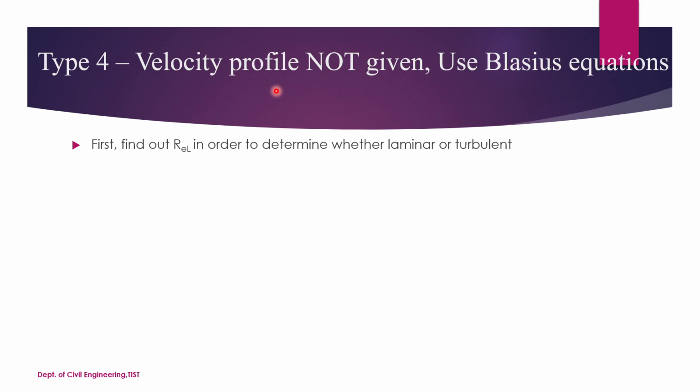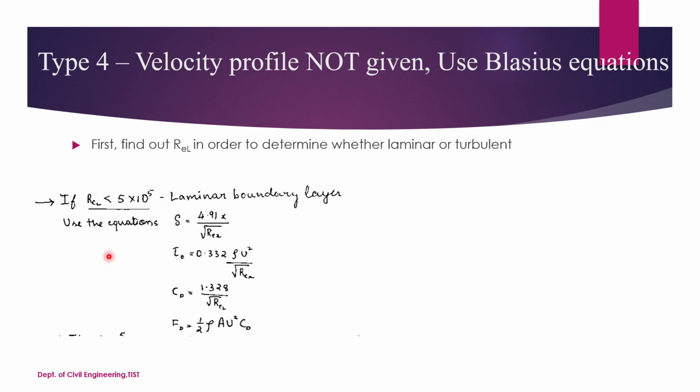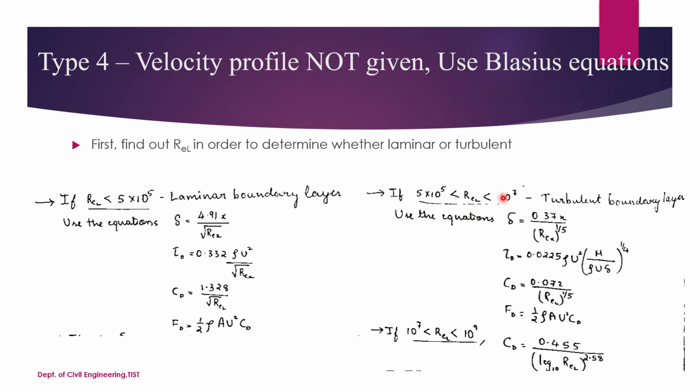So when you get a type 4 problem, you need to first identify whether it is a laminar boundary layer or a turbulent boundary layer. How to find out that? You have to find out the Reynolds number. So the first step is to find out the Reynolds number and compare the value in order to find out whether it is laminar or turbulent. These are the equations for laminar boundary layer. It is a laminar boundary layer if the Reynolds number is less than 5 into 10 raised to 5, and these are the equations. And if the Reynolds number is in this range, then it is a turbulent boundary layer. You can choose the equations accordingly.